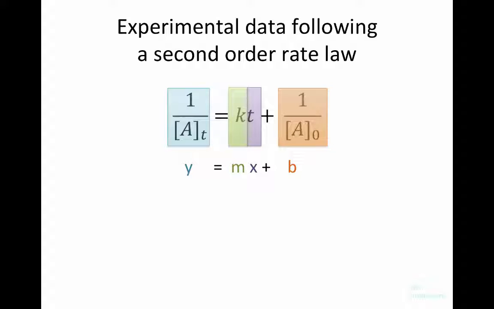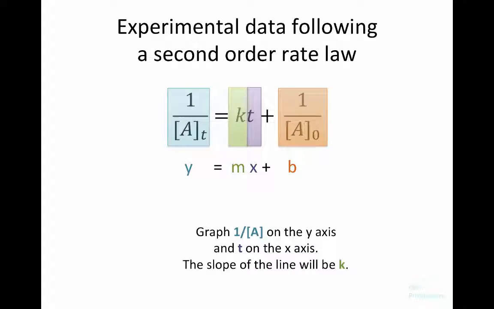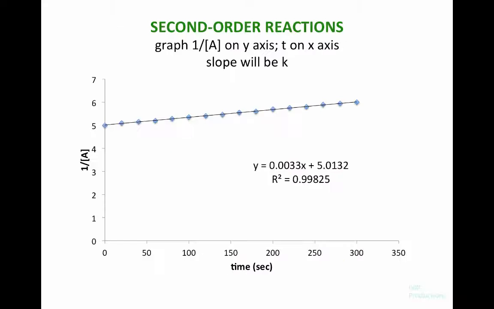So again, if you have experimental data and you want to see if it's a second order rate law, you can graph them with 1 over the concentration of A on the y-axis, time on the x-axis, and if it really is second order, the data will form a line whose slope is the rate constant. And here you can see what this looks like for a second order equation. Our slope of the line is k, and it is, in this case, 0.0033.